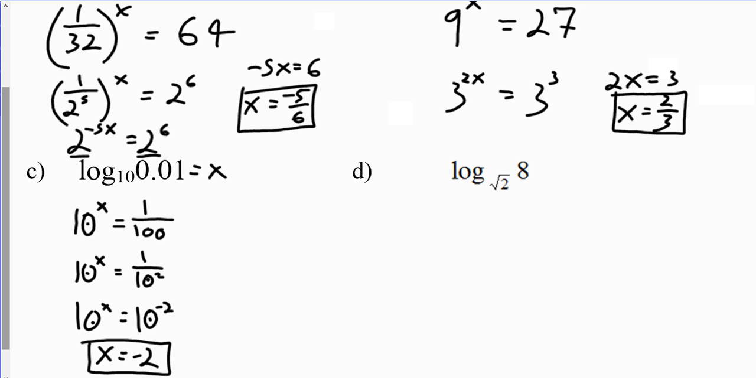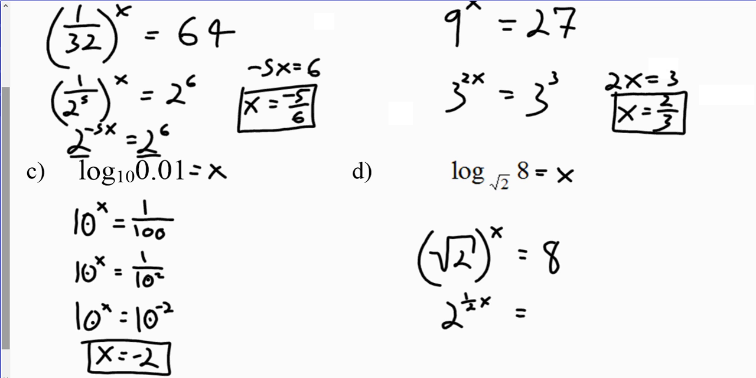And then on d, remember that our radicals can be written as fractional exponents. So if this is equal to x, I get square root of 2 to the x power is equal to 8. Well, I can write this as 2 to the 1/2, to the x, is equal to 2 to the third. Same base, so I have 1/2 x is equal to 3. Multiply both sides by 2, and I get x is equal to 6. All right.